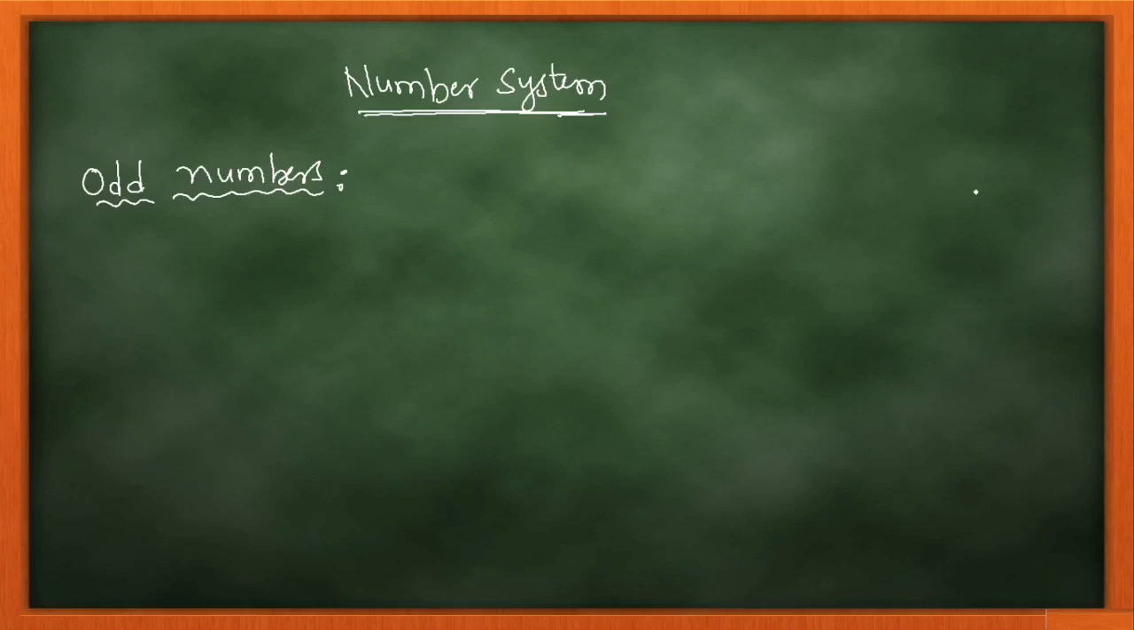So what do odd numbers mean? Let us take 3. Is 3 divided by 2 exactly? 2 ones are 2. Then the remainder will be 1. So if the remainder is 1 after division by 2, then those numbers are called odd numbers. So odd numbers are those numbers which are not divisible by 2.